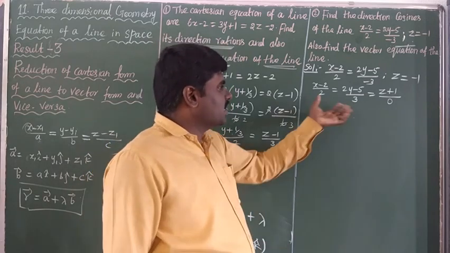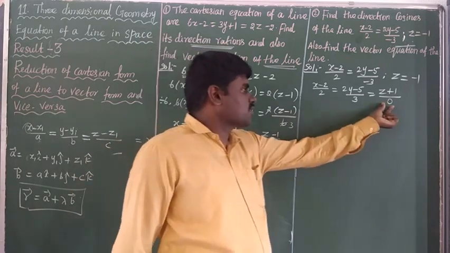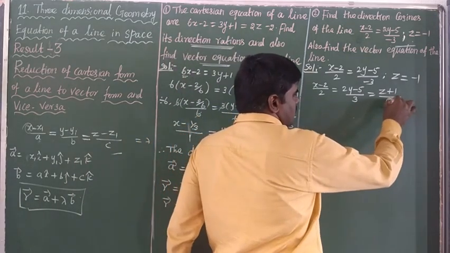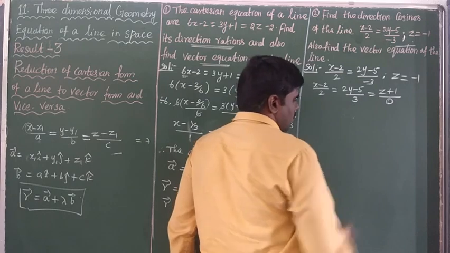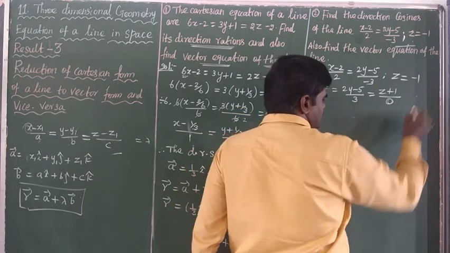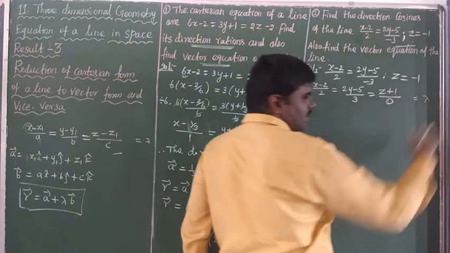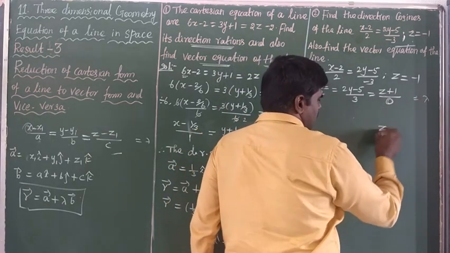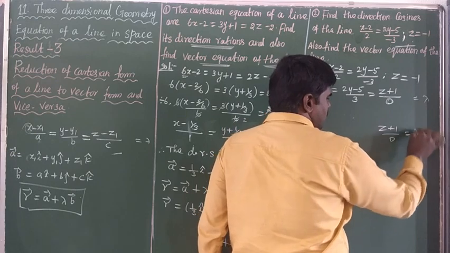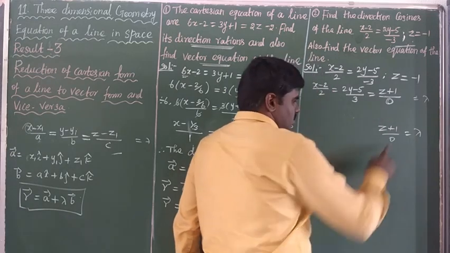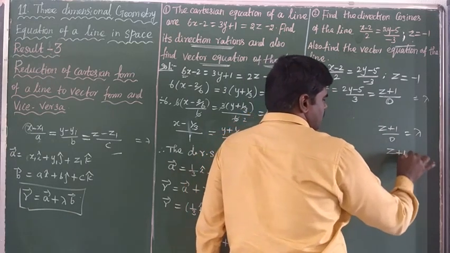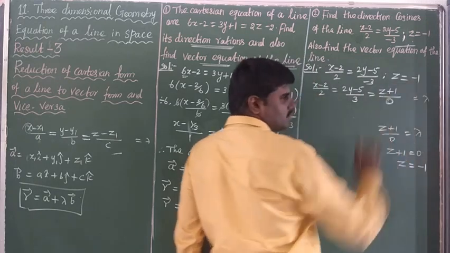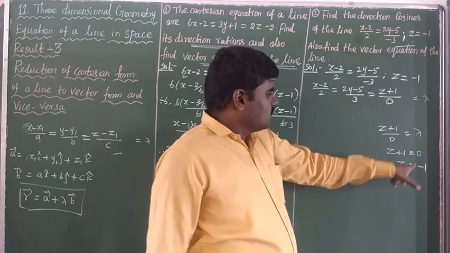Here is the symmetrical form. Okay, these are our direction ratios. But here, how do you say that there is a value equal to 0? No problem, this value is equal to some scalar, some scalar lambda. Okay, so (z plus 1) divided by 0 is equal to some scalar. But here z plus 1 is equal to 0. What's the value of z? Z is equal to minus 1. This value will come. Understood?